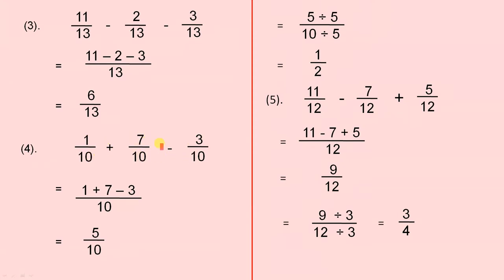With this sum, denominators are the same. 1 plus 7 minus 3. 1 plus 7 is 8. 8 minus 3 is 5. 5 over 10.